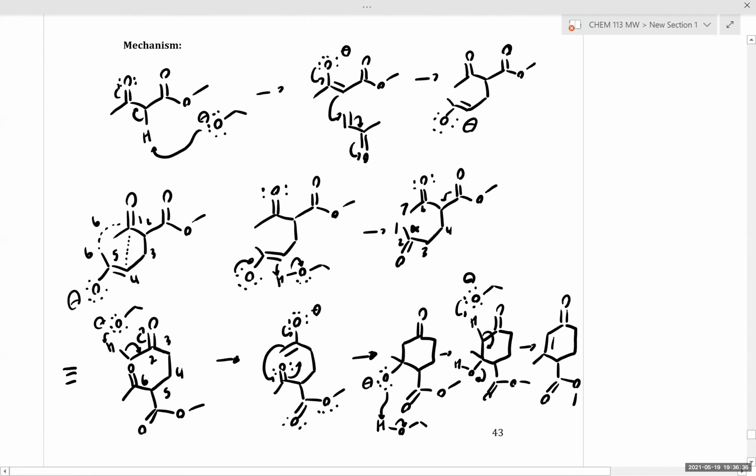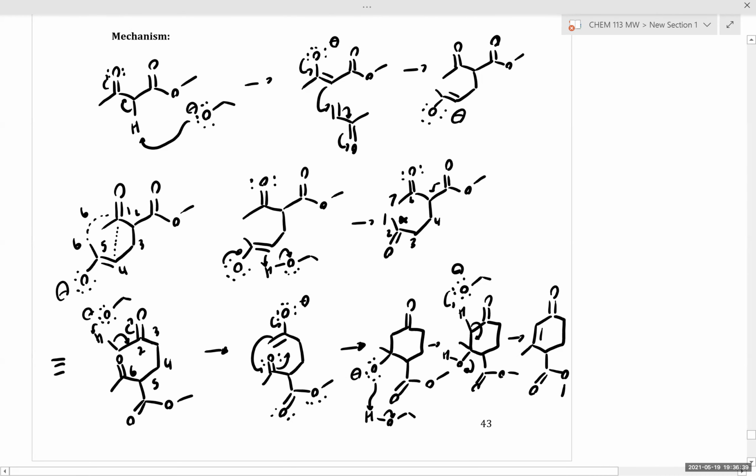Does this general mechanism for the Robinson annulation, which includes a Michael addition followed by an aldol reaction, make sense to everyone? Any questions on this mechanism that I can address? As you notice, it just combines two reactions that we've seen before. Any questions before we try to apply what we've learned to an example?